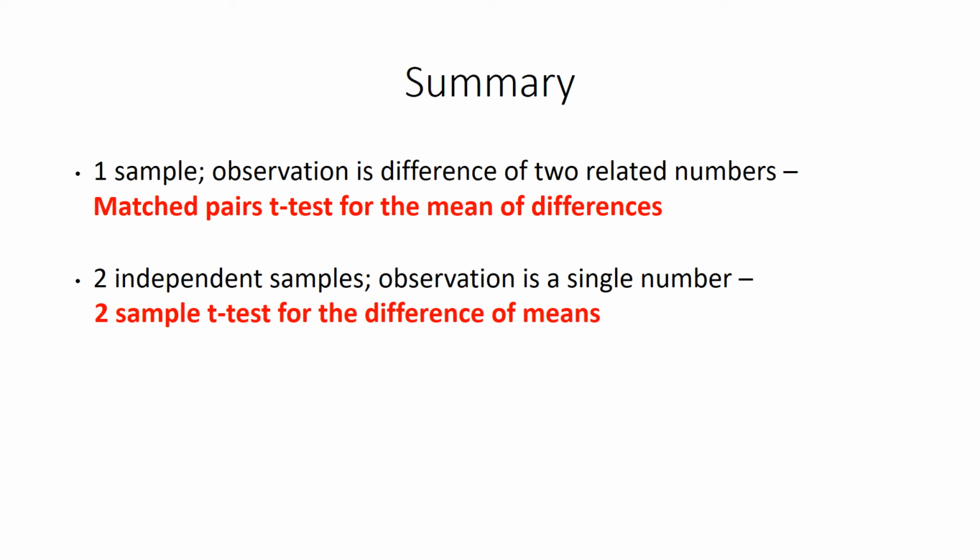To summarize, for one quantitative variable, if we have one sample and the observation is the difference of 2 related numbers, we use a matched pairs t-test for the mean of differences. If we have 2 independent samples and the observation is a single number, we have a 2-sample t-test for the difference of means.